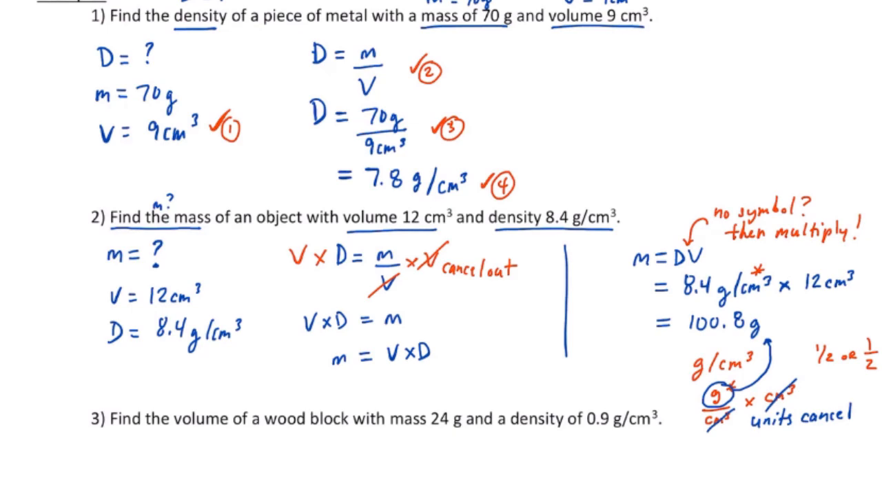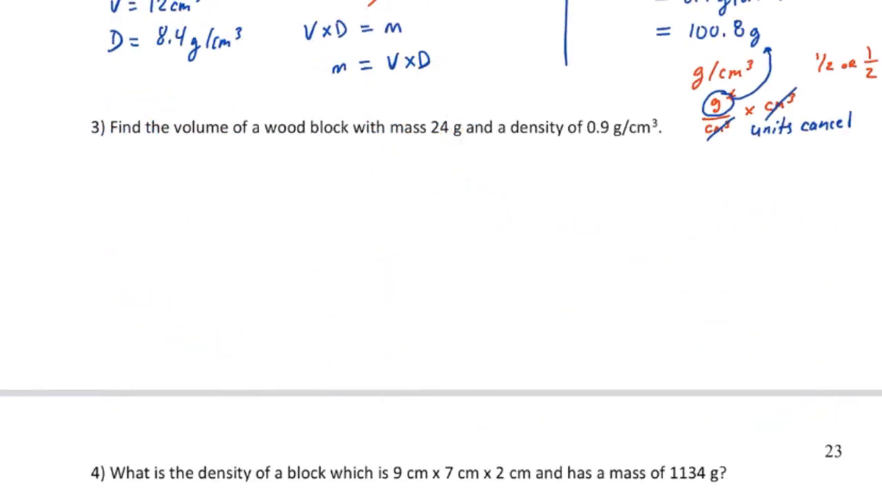Let's do the third one together. So here we are. We need to find the volume. That's our question mark. So V equals question mark. We're using a wood block with a mass of 24, so there's my M, and a density of 0.9 grams per centimeter cubed. So looking for, we've been given density here. So we write it out. We got our V, our M is 24 grams. You have to make sure you're writing the units with these numbers.